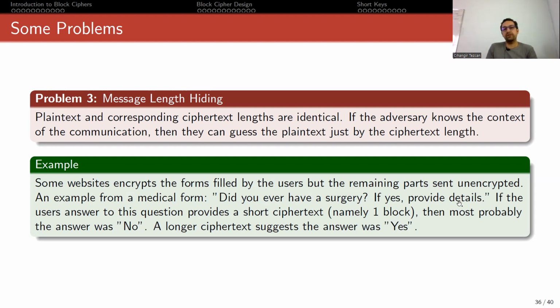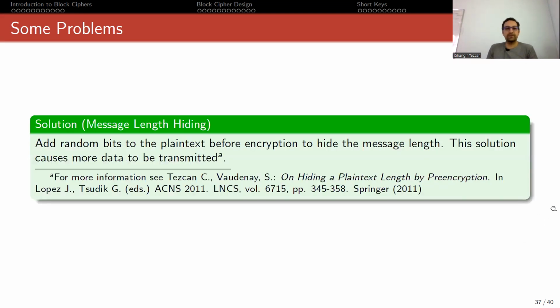So you might think that since it is encrypted, they wouldn't know my answer. But if the user's answer to this question provides a short ciphertext, namely a single block, then most probably the answer was no to this question. But if the ciphertext was long, then the answer was most probably yes, because you provided details. So this is one of the problems.